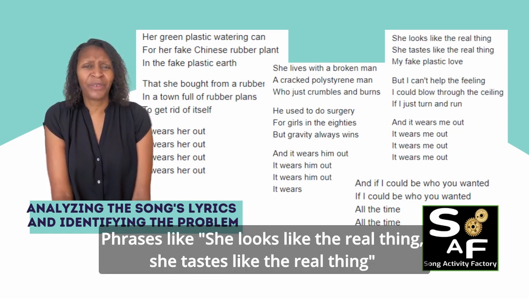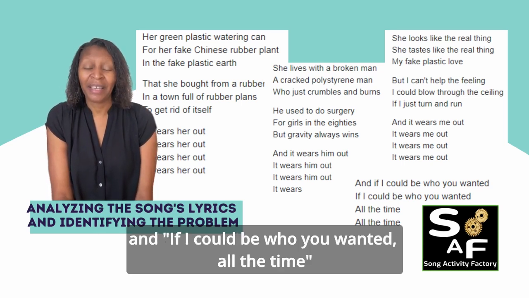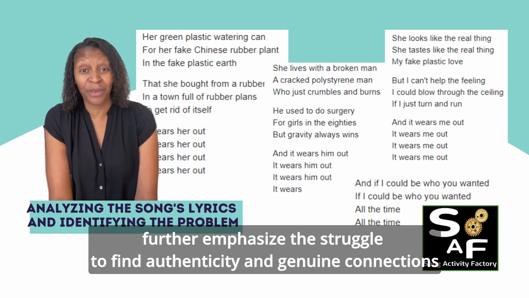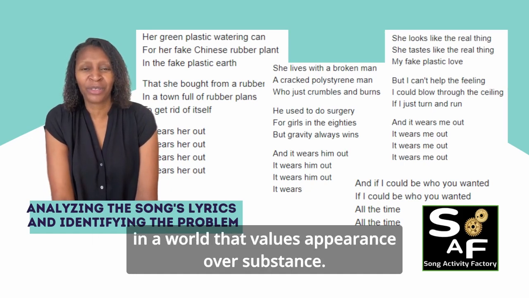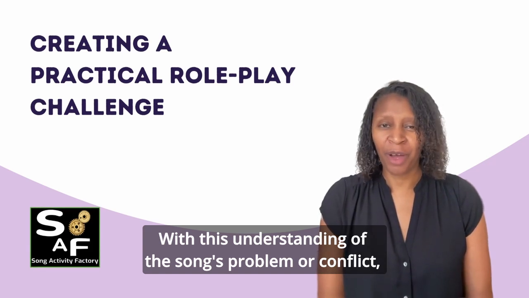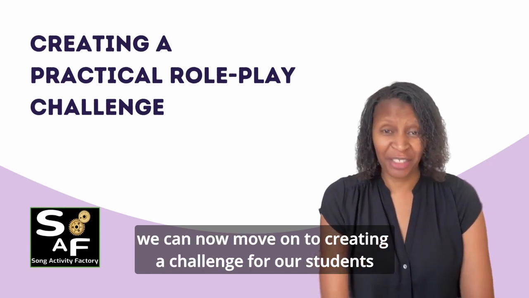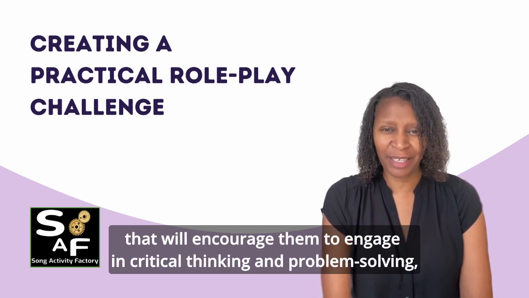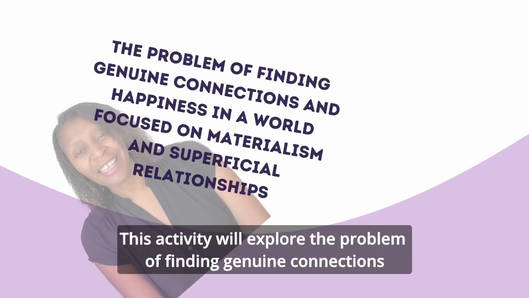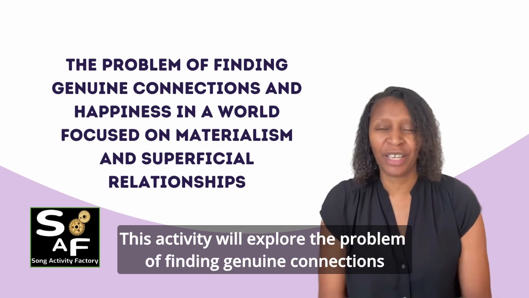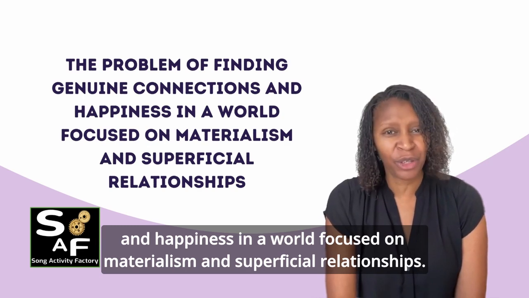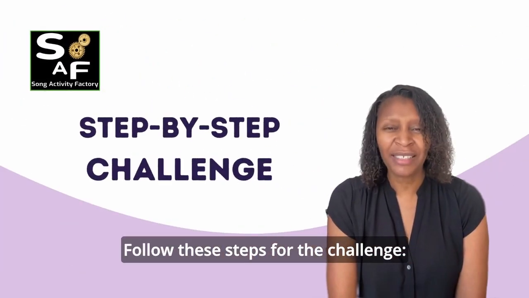Phrases like, "She looks like the real thing," "She tastes like the real thing," and "If I could be who you wanted all the time," further emphasize the struggle to find authenticity and genuine connections in a world that values appearance over substance. With this understanding of the song's problem or conflict, we can now move on to creating a challenge for our students that will encourage them to engage in critical thinking and problem solving, using the themes presented in Fake Plastic Trees. This activity will explore the problem of finding genuine connections and happiness in a world focused on materialism and superficial relationships. Follow these steps for the challenge.